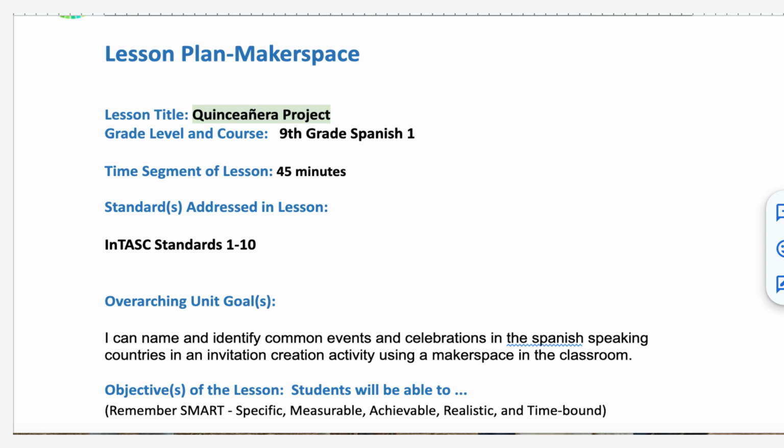And the overreaching goal is for the student to be able to name and identify common events and celebrations within the Spanish-speaking countries by creating an invitation and using the makerspace within the classroom. Now, the objective is measurable, achievable, realistic, and is time bound.